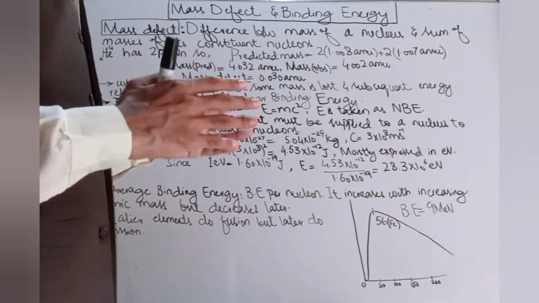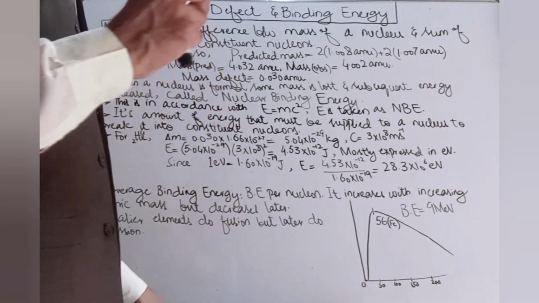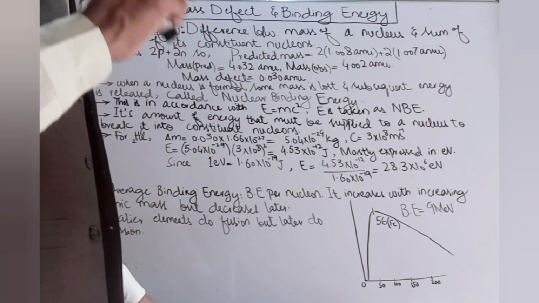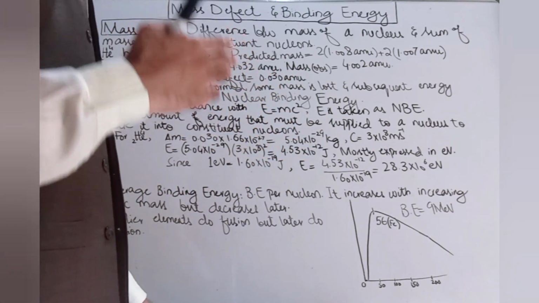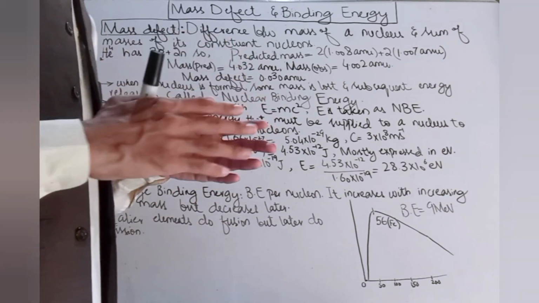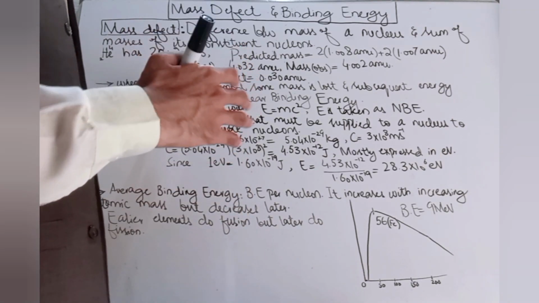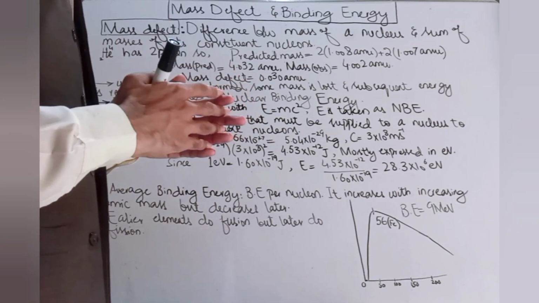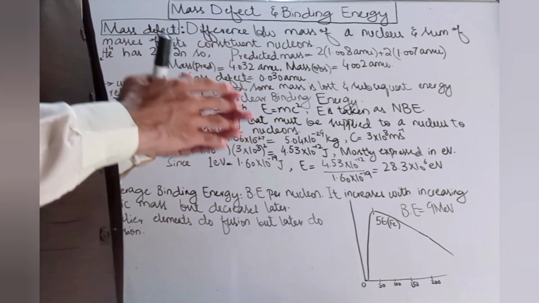It says that whenever a nucleus is formed from its constituent nucleons, some of the mass is lost and subsequently a large energy is released in the formation of the nucleus, and that energy is known as the nuclear binding energy. Basically, nuclear binding energy is a reflection of the force that holds the nucleons together, or you can say it's a reflection of the stability of a nucleus.